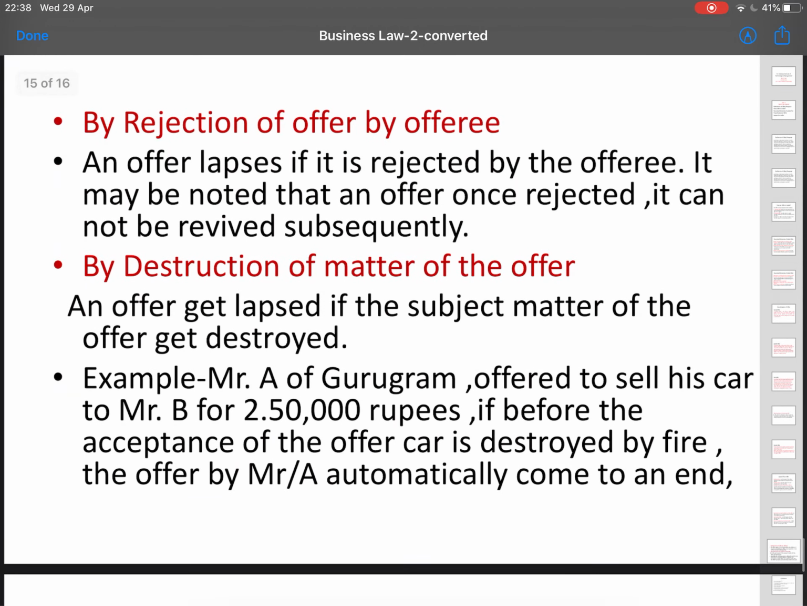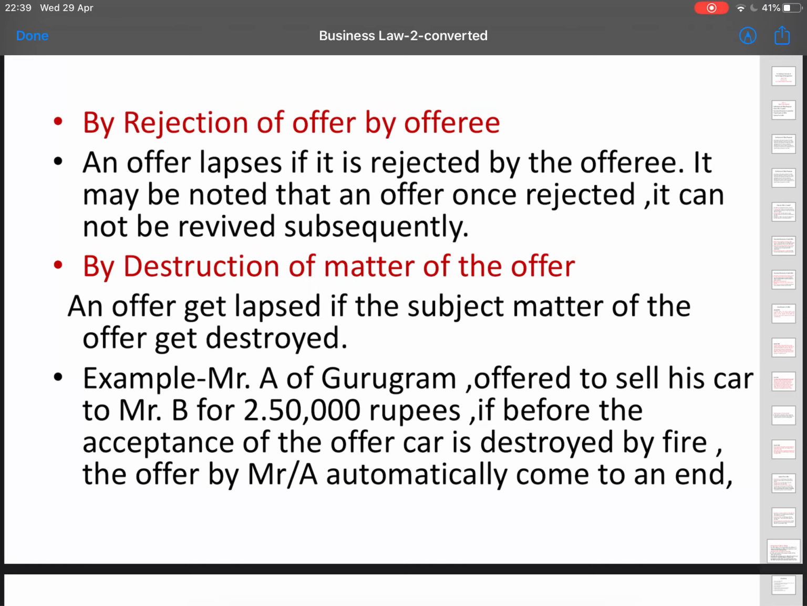Then next is by rejection of offer by offeree. An offer lapses if it is rejected by the offeree. An offer is said to be rejected if the offeree expressly rejects it or accepts it subject to certain conditions. It may be noted that once an offer is rejected, it cannot be revived subsequently.